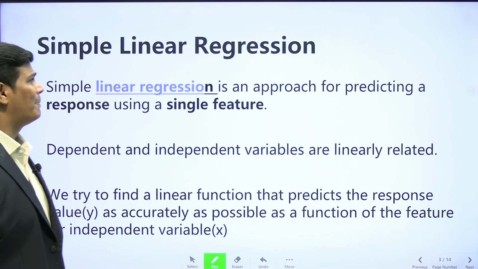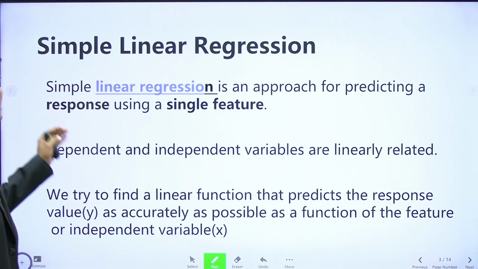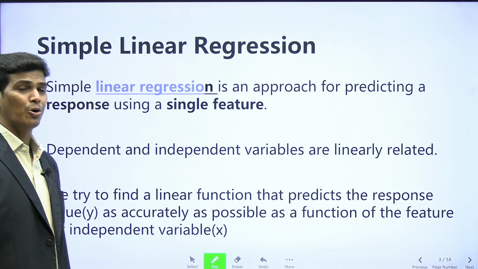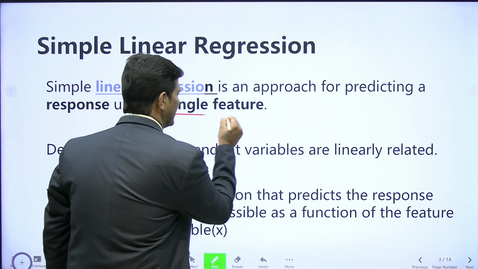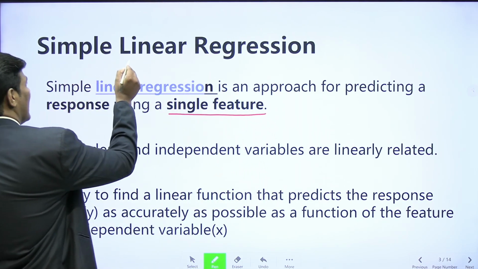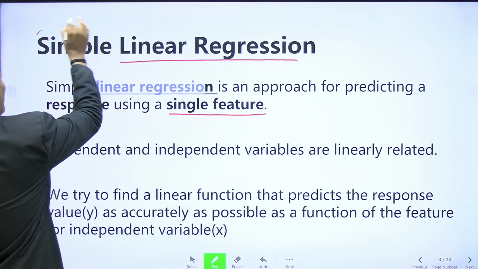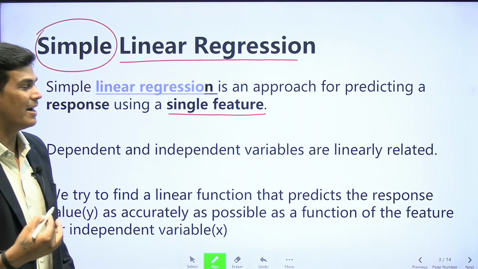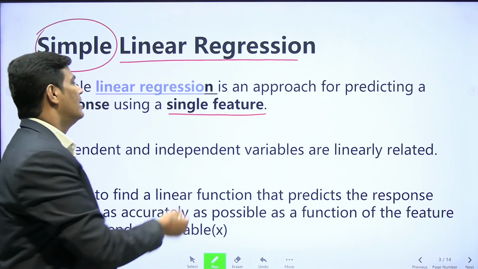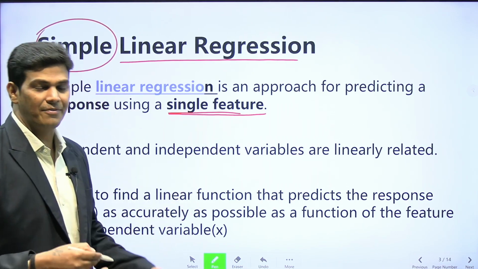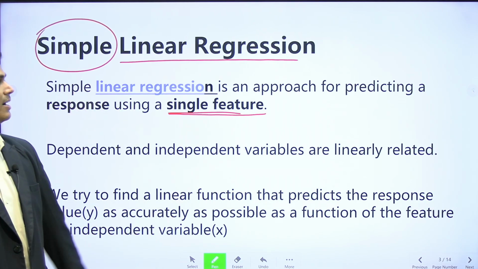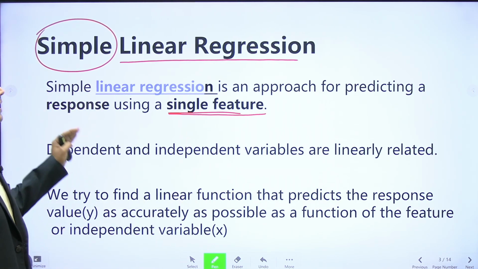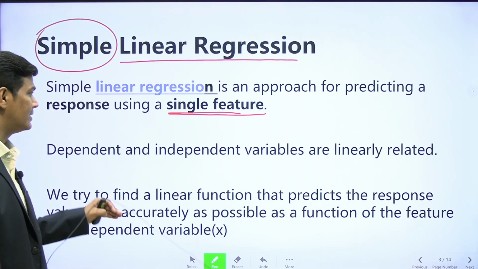Now, what is simple linear regression? Simple linear regression is an approach for predicting a response using a single feature. We can say that our linear regression is very simple when you have only a single feature by which we can calculate the value of the dependent variable. So simple linear regression is an approach for predicting a response using a single feature.